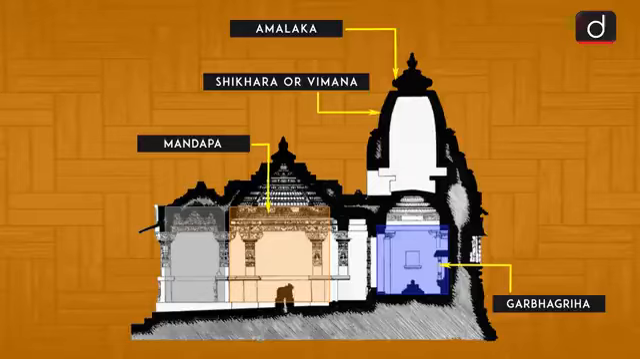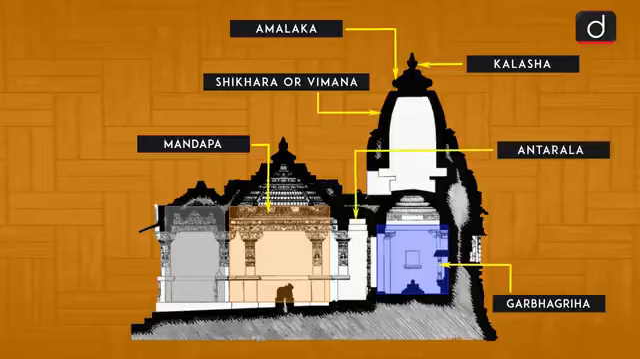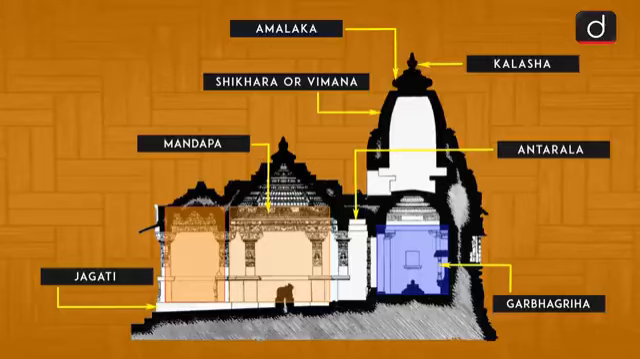Amalaka, a stone-like disc seen at the top of the temple, mostly in North Indian temples. Kalasha, the topmost part of the temple, mainly seen in North Indian styles. Antarala, a vestibule between the Garbhagriha and the mandapa. Jagati, common in North Indian temples, is a raised platform where devotees can sit and pray.